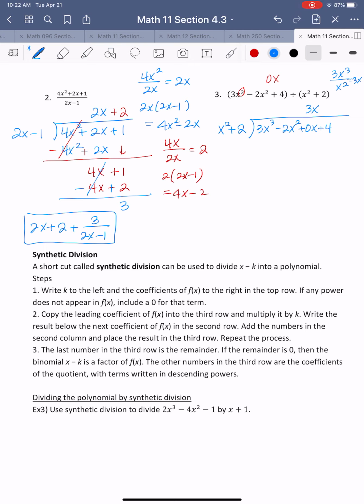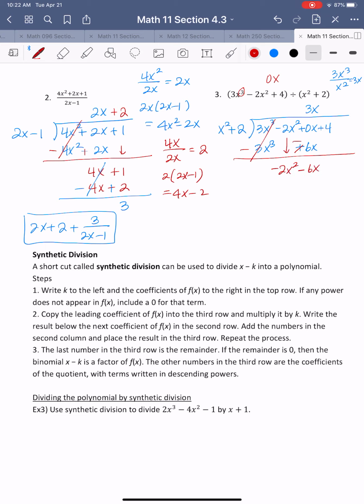The reason that I put the 0x is because we need the placeholder. If you don't have a 0x, you don't know where you're going to put the 3x in the quotient place, and also in the product too. Now I'm going to multiply the 3x to the x squared plus 2. And then multiplying, you get 3x cubed and then plus 6x. Now I need to subtract. Subtract, change the sign, and then this cancels. I bring down negative 2x squared, right?